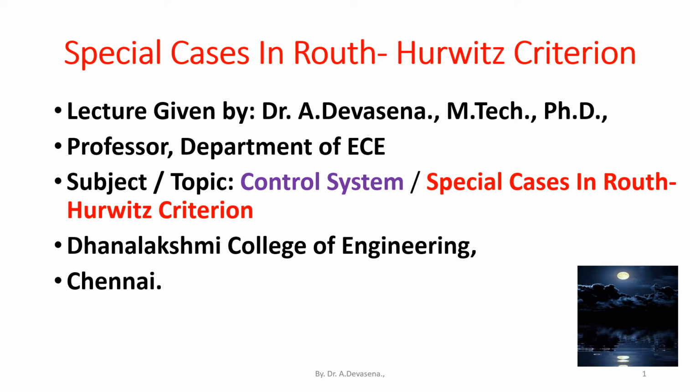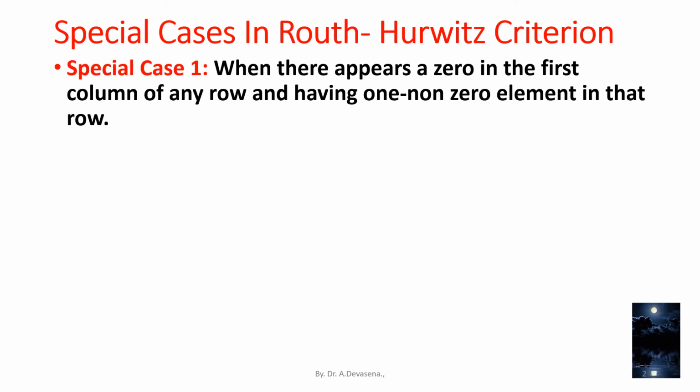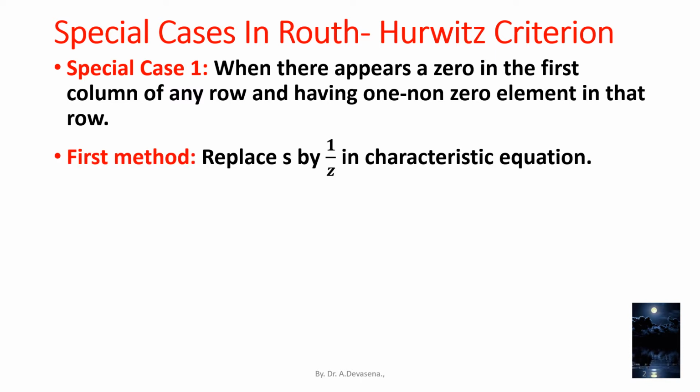In this lecture, we are going to discuss special cases in Routh-Hurwitz criterion and its problems. This topic is present in the subject Control Systems. Special case 1: when there appears a 0 in the first column of any row and having one non-zero element in that row. First method.